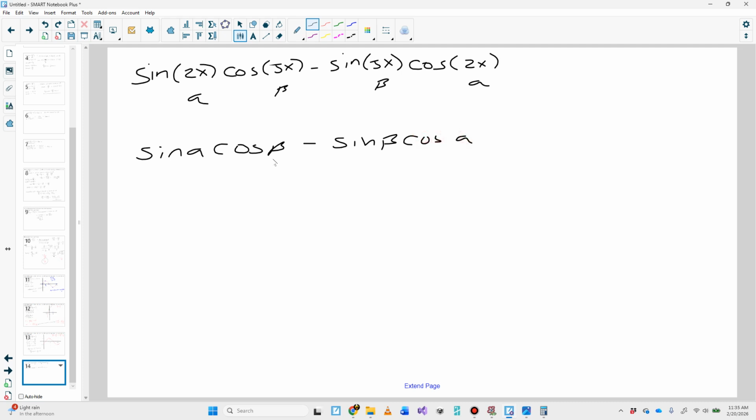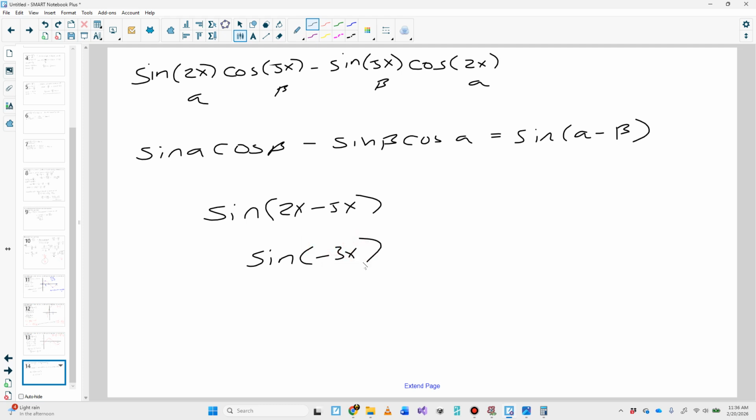Sine alpha cosine beta minus cosine alpha sine beta is equal to sine of alpha minus beta. That is the formula. That is the identity. Well, if that's the case, then I have sine of 2x minus 5x, using this information that I wrote up here and applying it to this, which means that my final answer here is the sine of minus 3x. Just using the same identities, but in reverse.